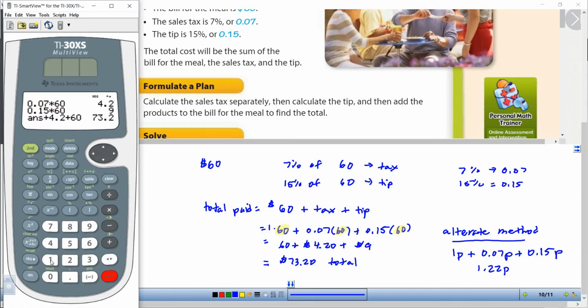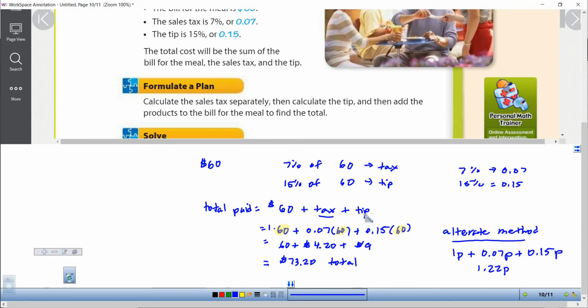So if I went to my calculator and I did 1.22 times $60, do you see that I get $73.20? All right, so the alternate method is to add all the percentages together because we're multiplying all of them by 60. What we're really doing is we're applying something called the distributive property. All right, but this method only works if the tax and the tip are both being applied to the original amount.